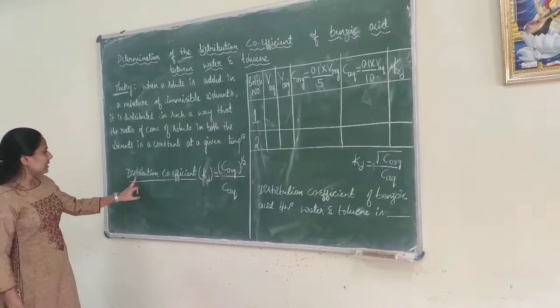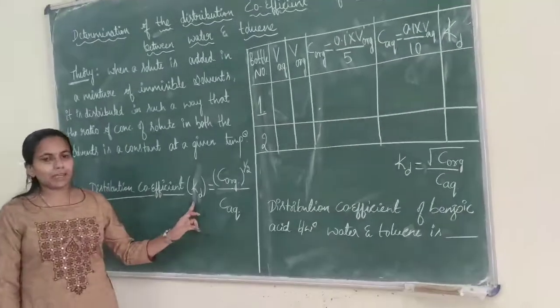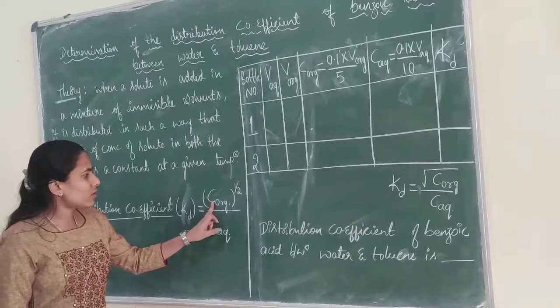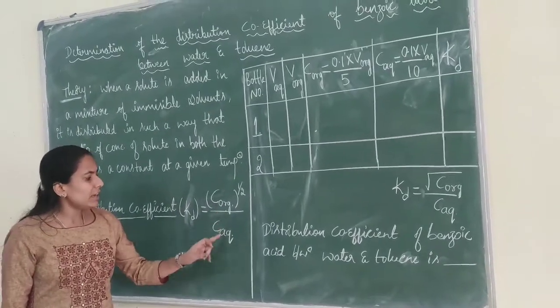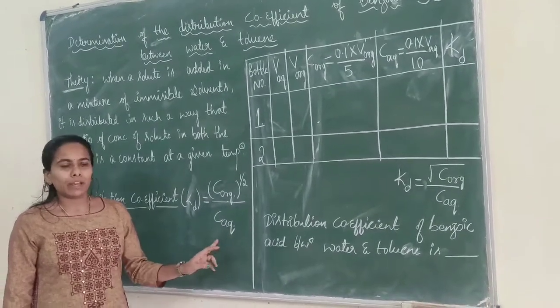Here, the distribution coefficient is represented by Kd, which is equal to the concentration in the organic layer divided by the concentration in the aqueous layer.